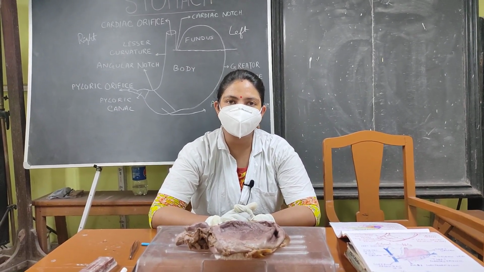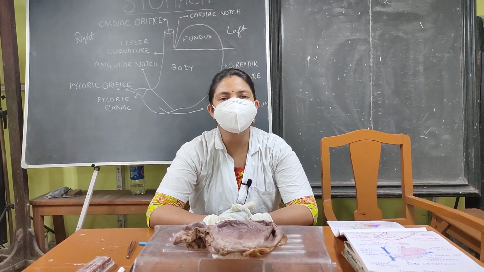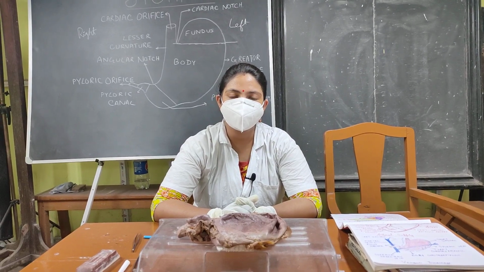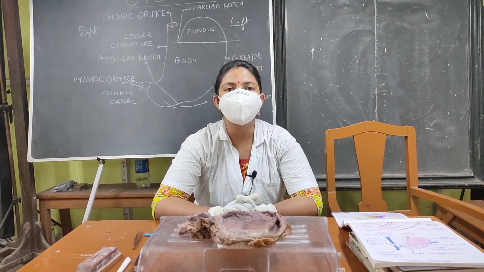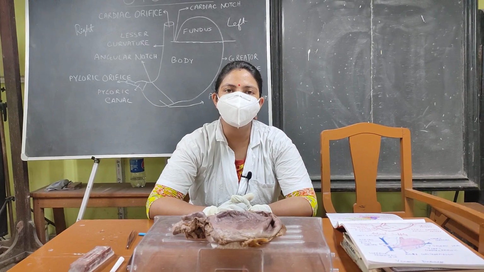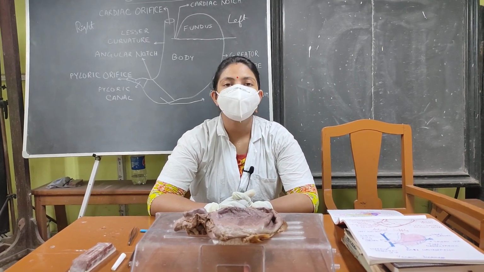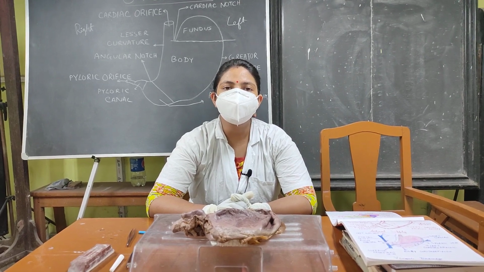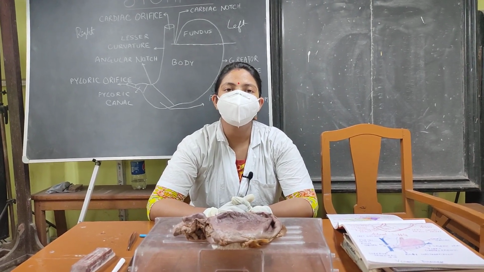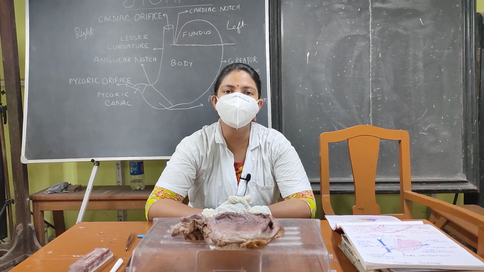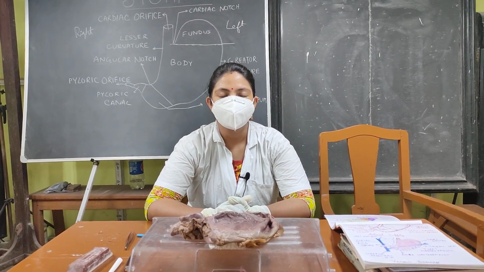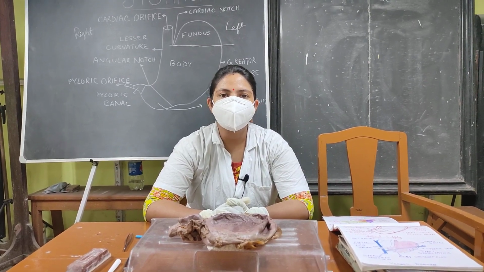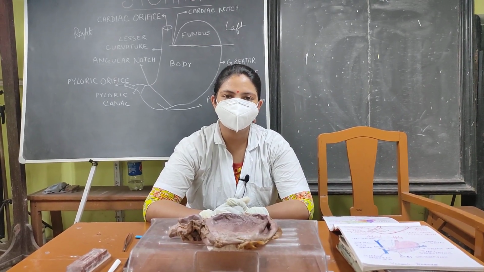Coming to the parasympathetic supply, it comes from the right and left vagal nerves, which form the posterior and anterior vagal trunks respectively. This vagal supply is secretomotor and it is stimulatory to the gastric musculature, but it causes relaxation of the pyloric sphincter and leads to gastric emptying.